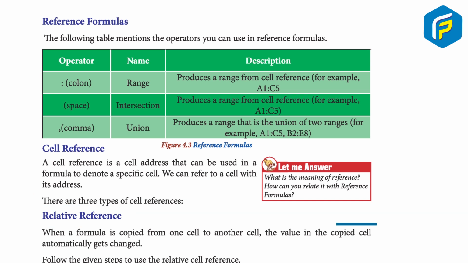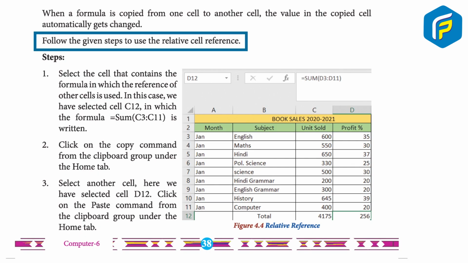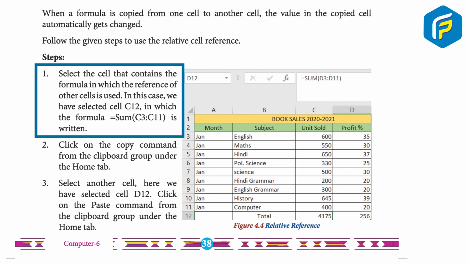Relative reference. When a formula is copied from one cell to another cell, the value it is copied to automatically gets changed. Follow the given steps to use the relative cell reference. Step 1: Select the cell that contains the formula in which the reference of another cell is used. In this case, we have selected cell C12, in which the formula =SUM(C3:C11) is written.